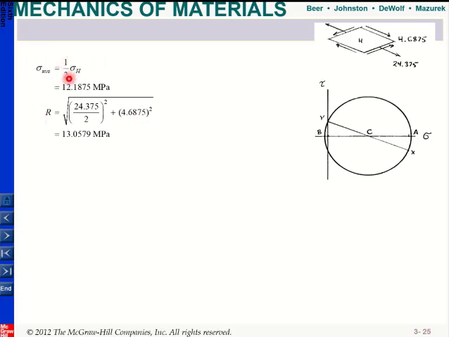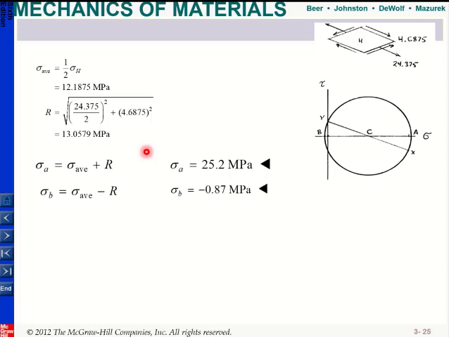Average is equal to 1 over 2 sigma h, because I don't have anything in the perpendicular direction. And R is equal to the square root of average squared plus your shear squared. So this is your R. If you want to find the maximum, you just add them. If you want to find the minimum, you just subtract R from average.